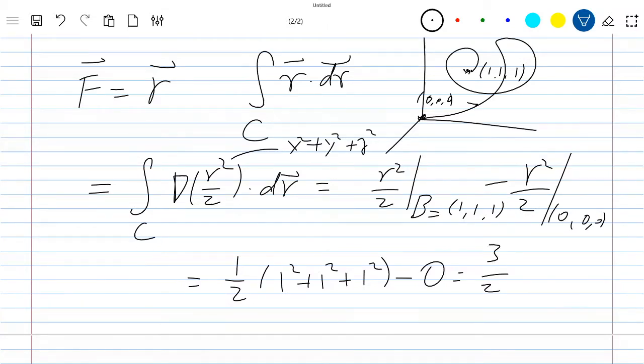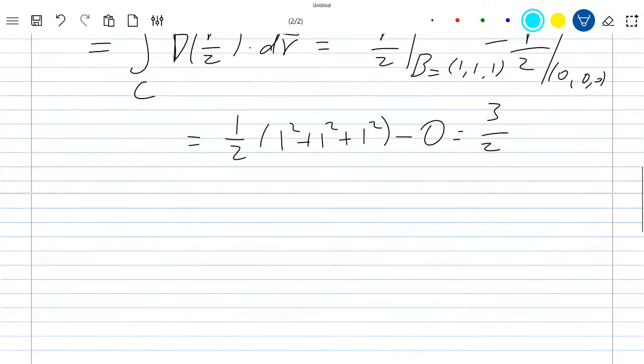Okay, so you can see if you have a conservative field or potential field, then the integral along the curve is really simple. You don't need to know what is in between. You only need to know what is the starting point and the ending point. Okay, that makes the integral really simple.